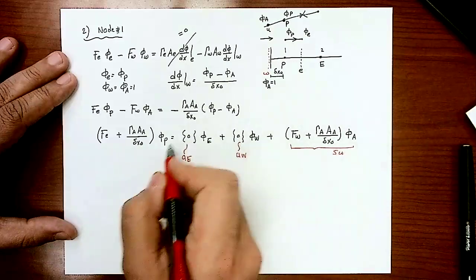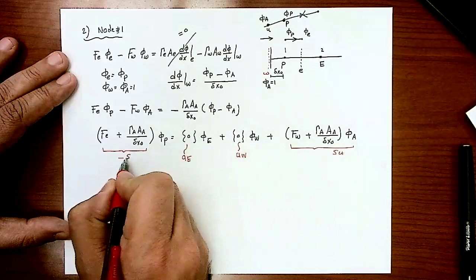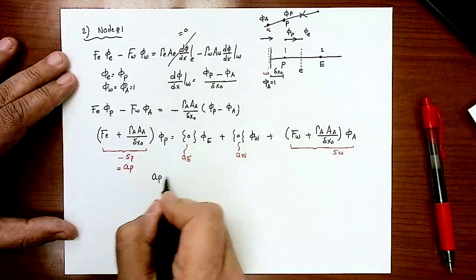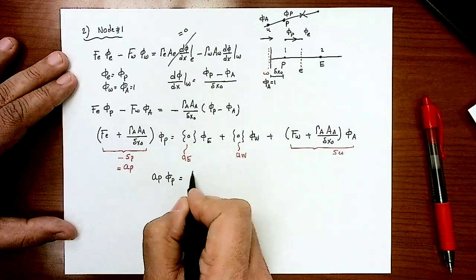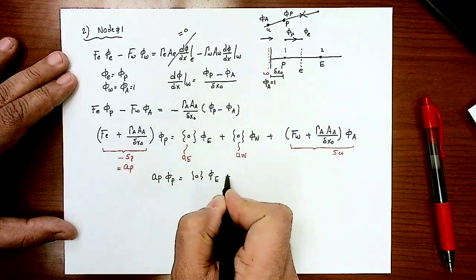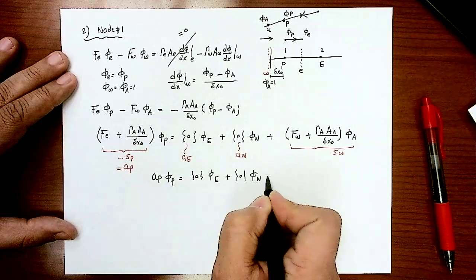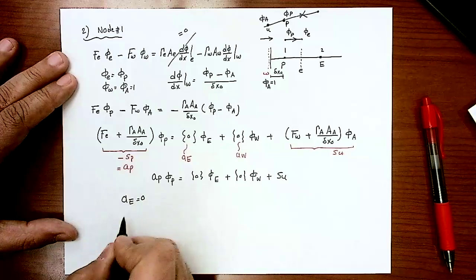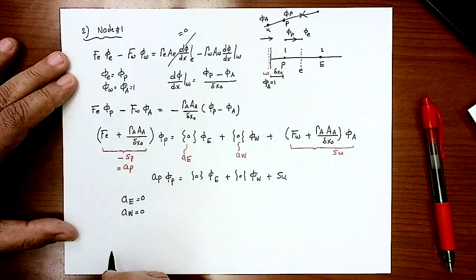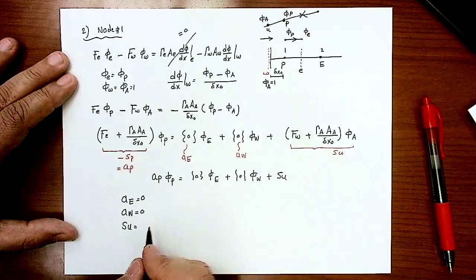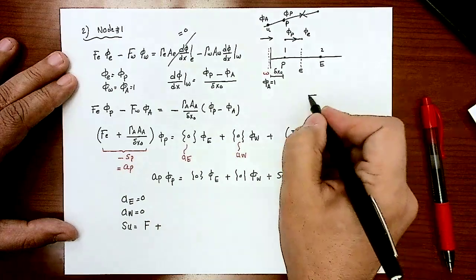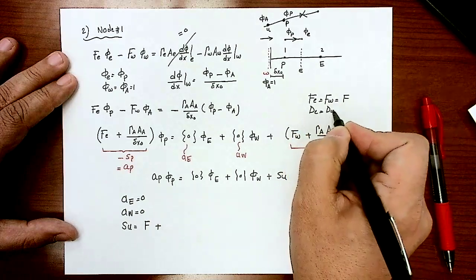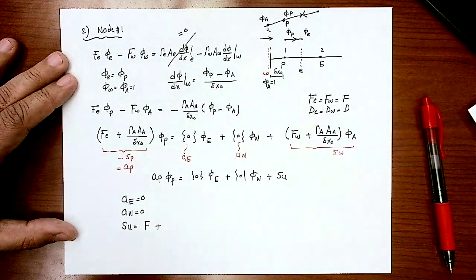I have A east is 0, A west is 0. So this is totally here my minus S P, which is the same as A P, right? So this is going to be A P phi P equal to 0 phi east plus 0 phi west plus S U. This is the governing equation, where A east is equal to 0, A west is equal to 0, S U is equal to F plus, again, F east equal F west equal F, and D east equal D west equal D. Just for simplicity here.